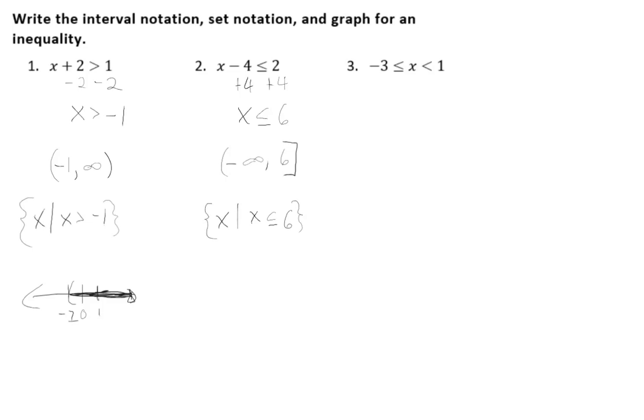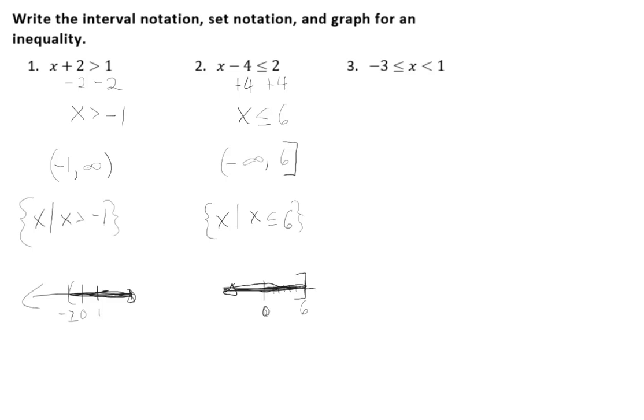On a graph, I draw my number line. Say here's 0, 1, 2, 3, 4, 5, 6 would be over here. And so I would put a bracket right there, and then I would shade in everything to the left of 6. Right?